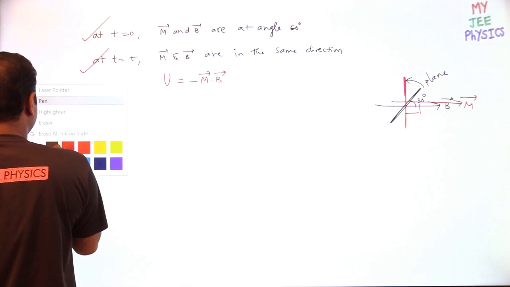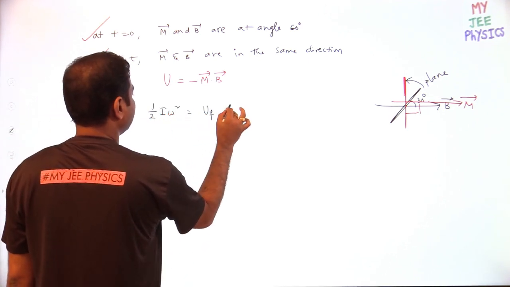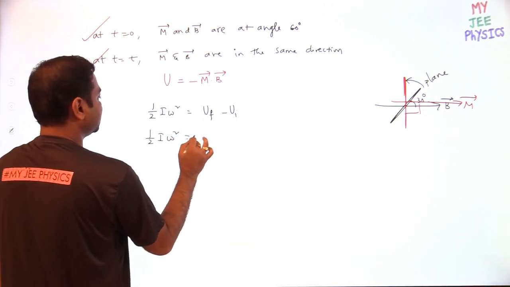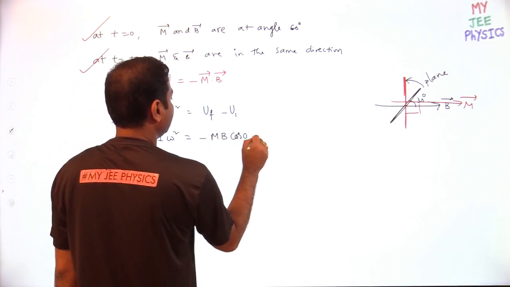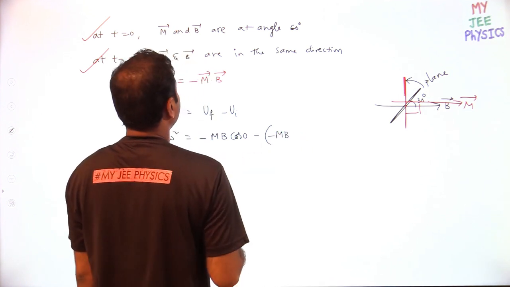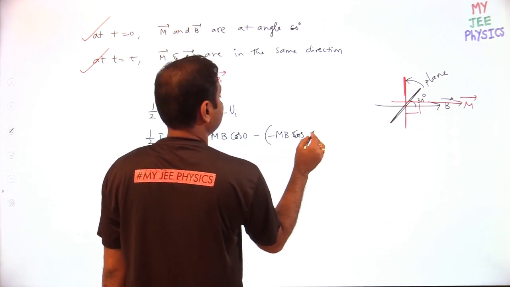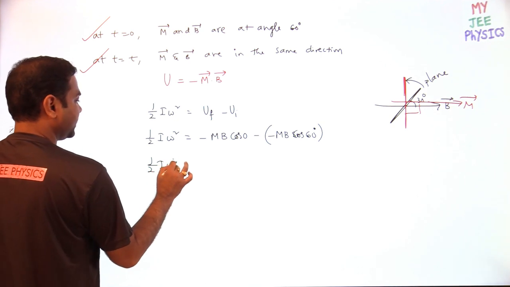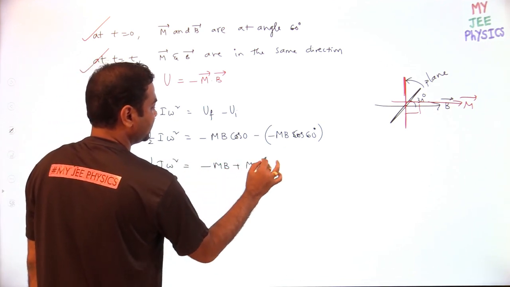So what is the kinetic energy? I can write down half I omega square is equal to final energy minus initial energy. So half I omega square is equal to, then what is the final energy? I can write down minus m into b cos 0 minus of minus m into b, what do you say, sorry, cos, the dot product, cos 60. Okay, so half I omega square is equal to minus mb plus mb into 1 by 2.